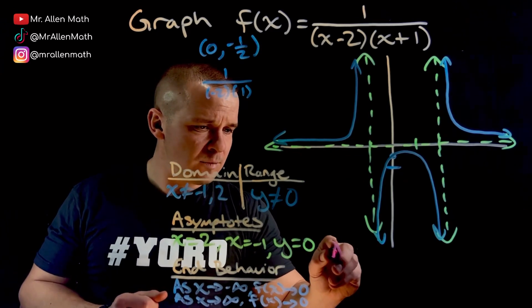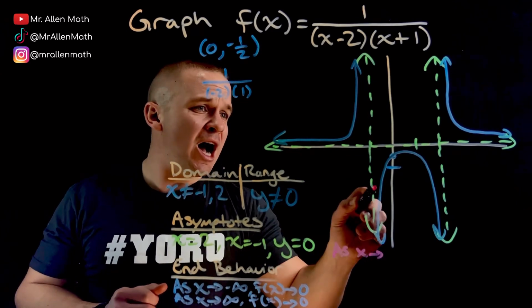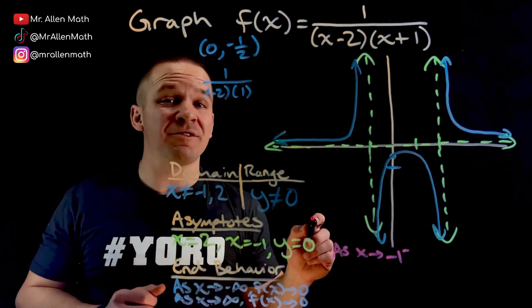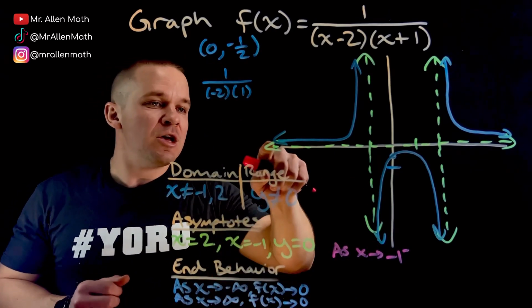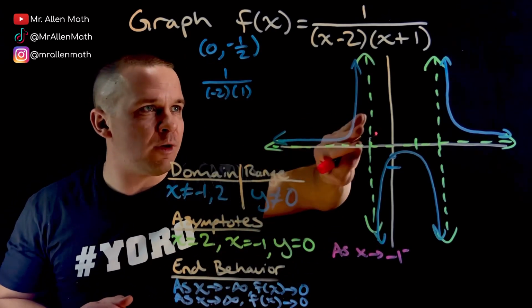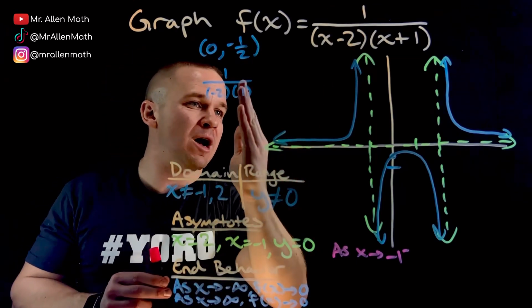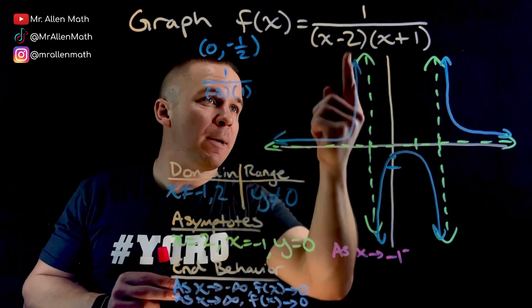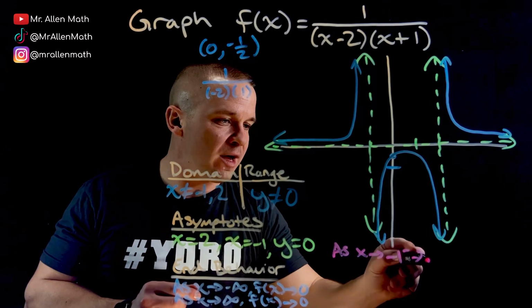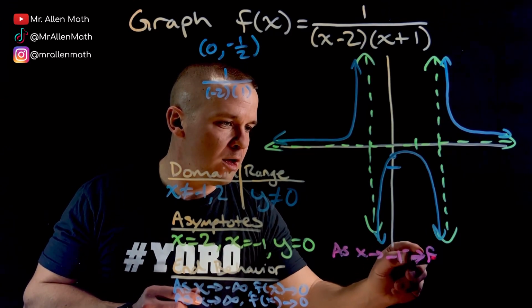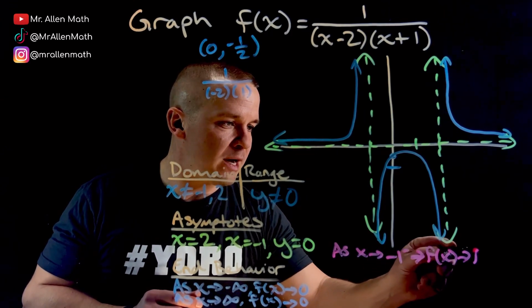As x approaches -1 from the left side, right? That means from the left. So from the left side is over here. I'm going whoop, up to positive infinity. So from this side of the asymptote, my graph is shooting up. So that means that f of x approaches positive infinity.